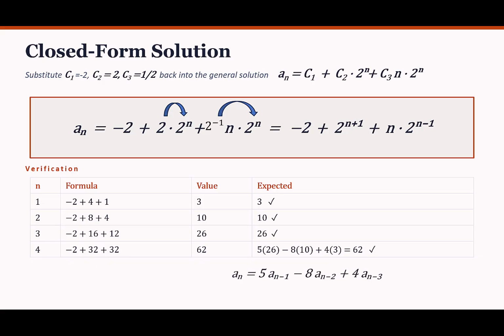You could also check this by going back to our original recursive form, which was 5 times a sub n minus 1 minus 8 times a sub n minus 2 plus 4 times a sub n minus 3. For a4, that would be 5 times a3 minus 8 times a2 plus 4 times a1, which is 5 times 26 minus 8 times 10 plus 4 times 3. This is also 62, which shows us we get the same answer using either the recursive or explicit form.